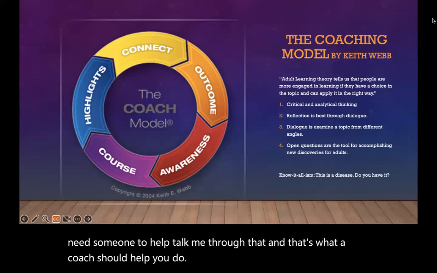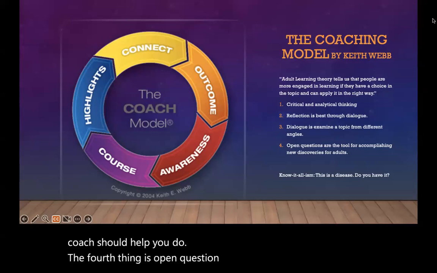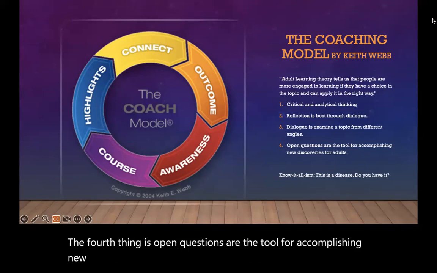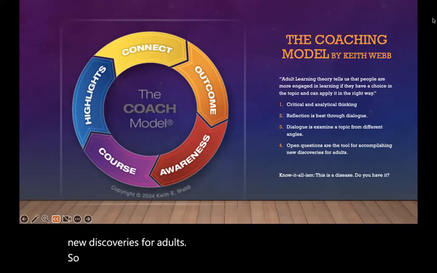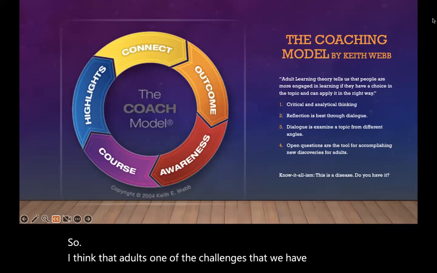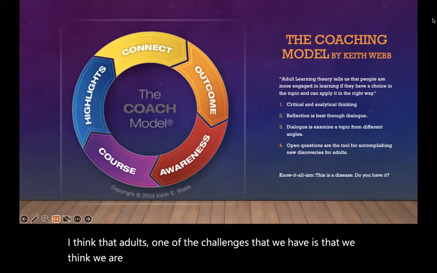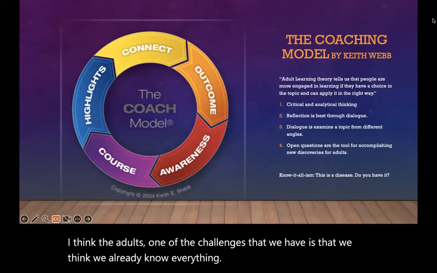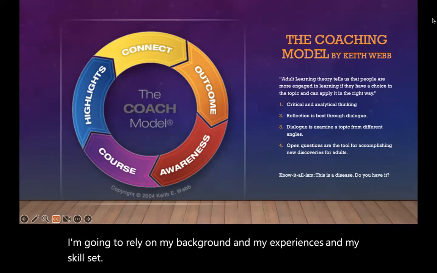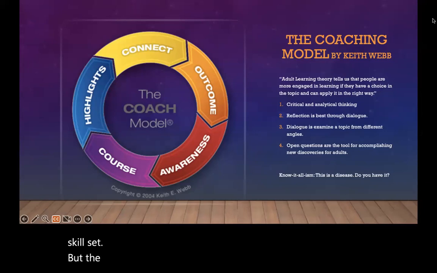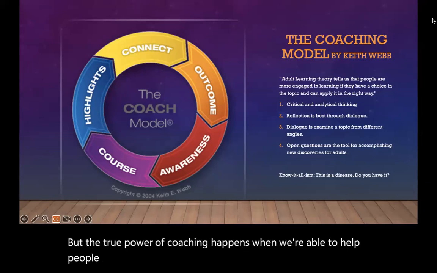The fourth thing is, open questions are the tool for accomplishing new discoveries for adults. So I think that adults, one of the challenges that we have is that we think we already know everything. I'm going to rely on my background and my experiences and my skill set. But the true power of coaching happens when we're able to help people make new discoveries for themselves.